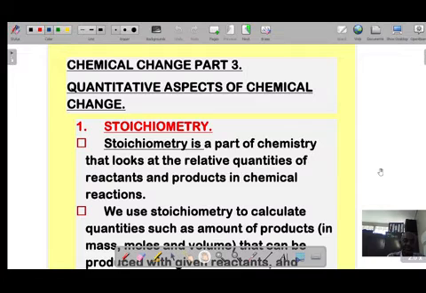My name is Patrick Kamala. I am an educator at Netherlands for mathematics and physical sciences. Today I am happy to take you through this chemical change part 3, that is after marking your papers and seeing the marks.